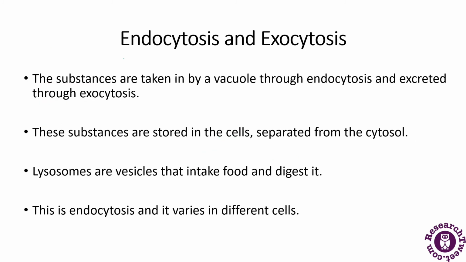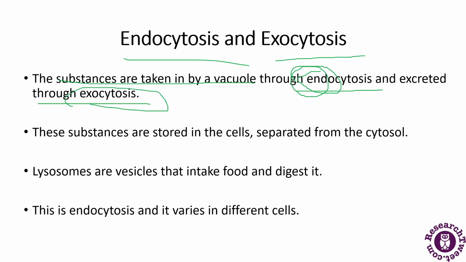Next is endocytosis and exocytosis. So what are these? When substances are taken in by a vacuole, it is called endocytosis. Endo means inner, so the substances are taken in by the vacuole through endocytosis and excreted through exocytosis. So they are thrown out from the vacuole, which is known as exocytosis. These substances are stored in the cell and separated from the cytosol.